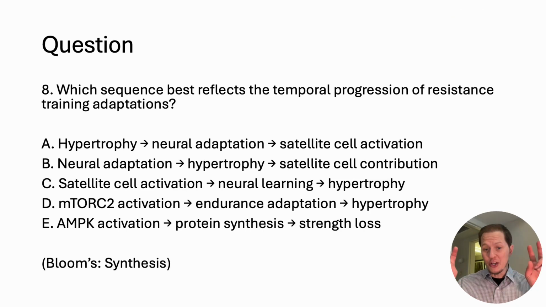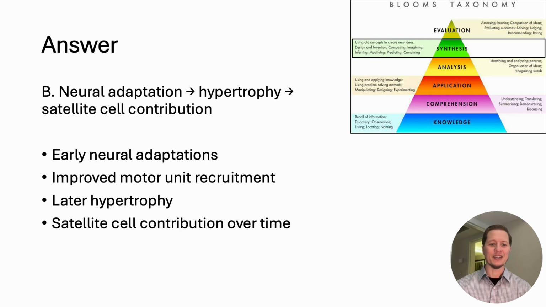All right, we are at a new level now, the synthesis level. Which sequence best reflects the temporal progression of resistance training adaptations? So does it go from hypertrophy to neural adaptation to satellite cell activation? Neural adaptation, hypertrophy, satellite cell contribution; satellite cell activation, neural learning, hypertrophy; mTOR2 activation, endurance adaptation, hypertrophy; AMPK activation, protein synthesis, strength loss. Tried to guide you to that one.